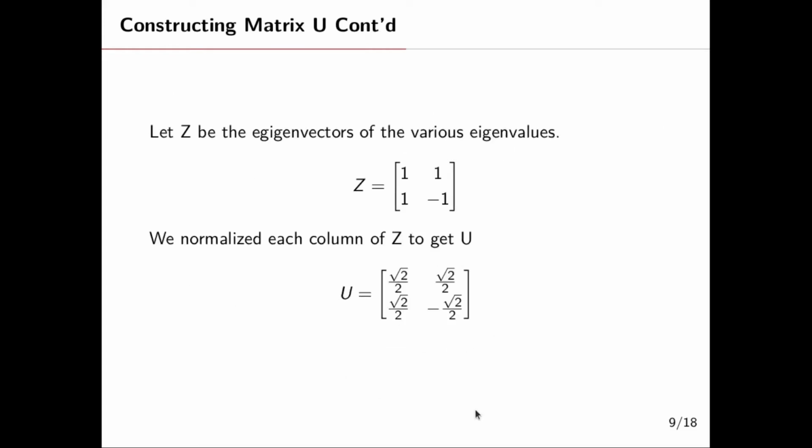So then at the end of it all, we put all our eigenvectors into a matrix called Z, and we normalize each of the vectors, each column of the Z, to obtain our U matrix of interest, as we have seen here. So normalizing it, we get this nice U matrix here.